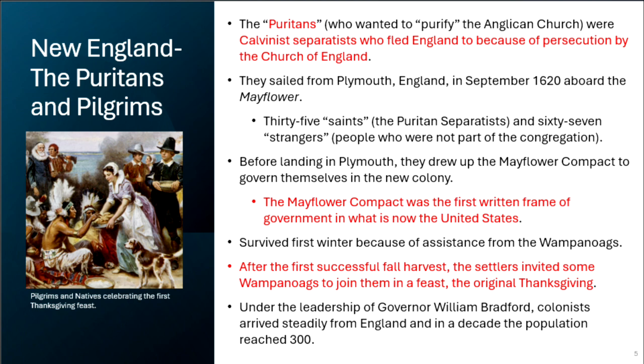Well, they faced a lot of persecution in England. They were seen as radical and disruptive, and many were imprisoned or fined for their beliefs. Wow. So they felt they had no choice but to seek a new land where they could practice their faith freely and build a society based on their own principles.